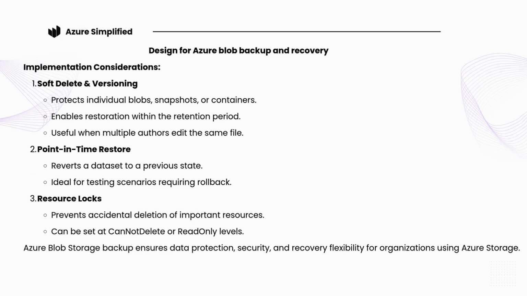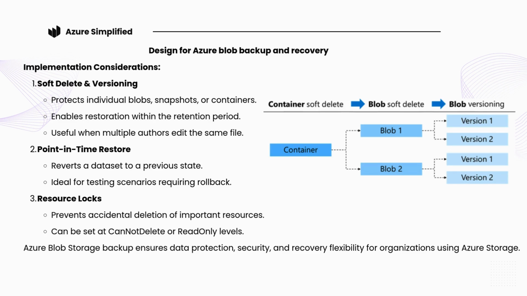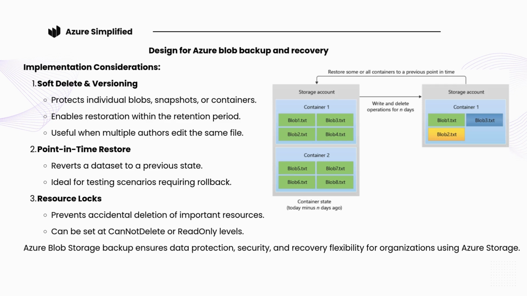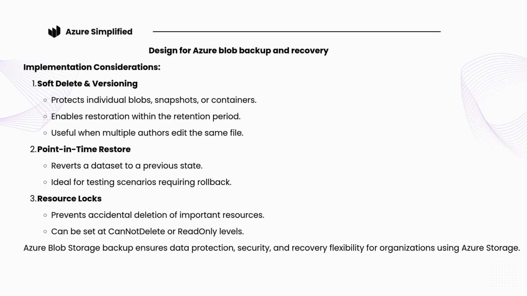Implementation considerations: soft delete and versioning. Protects individual blobs, snapshots, or containers. Enables restoration within the retention period. Useful when multiple authors edit the same file. Point-in-time restore reverts a dataset to a previous state. Ideal for testing scenarios requiring rollback. Resource locks prevent accidental deletion of important resources. Can be set at cannot delete or read-only levels. Azure Blob Storage Backup ensures data protection, security, and recovery flexibility for organizations using Azure Storage.